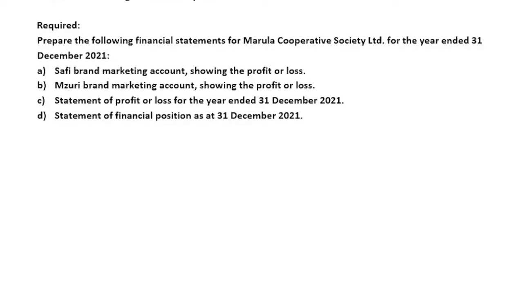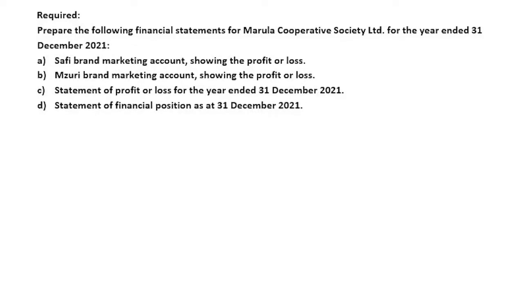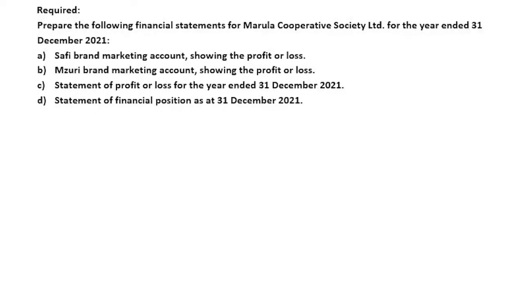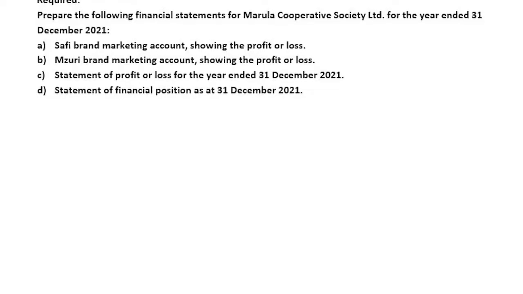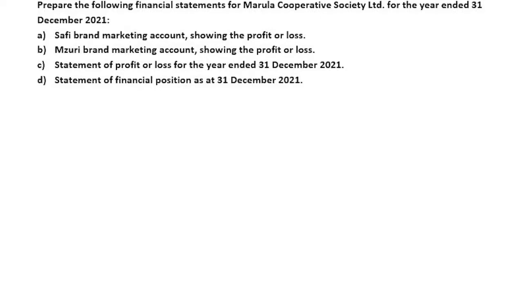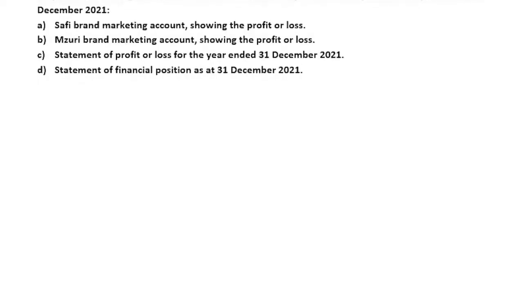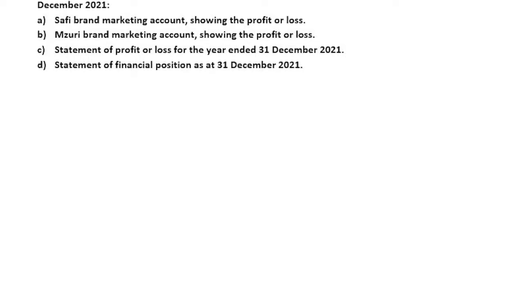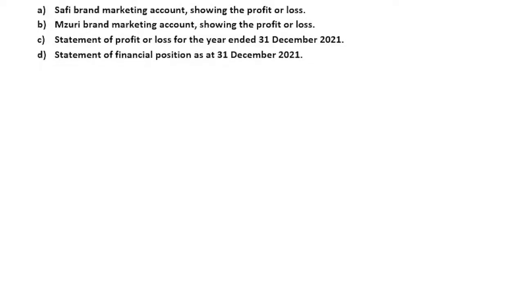So as far as the first two accounts are concerned, Part A and Part B, you're required to prepare the marketing accounts of the two coffee brands. We're required to prepare those two accounts basically to show the profit or the loss which was realized from selling these two coffee brands. And what we are going to do is take the sales of the two coffee brands, which is given in the additional information number 1.